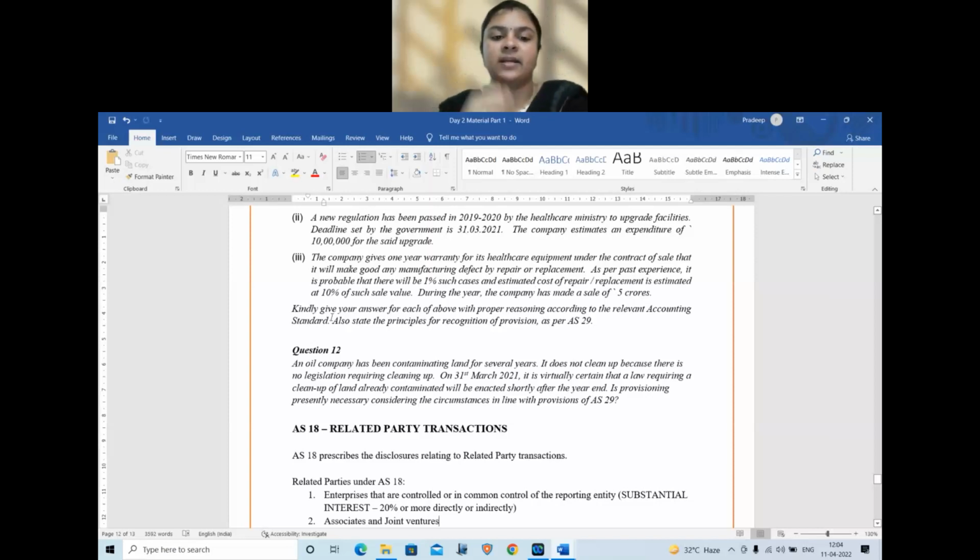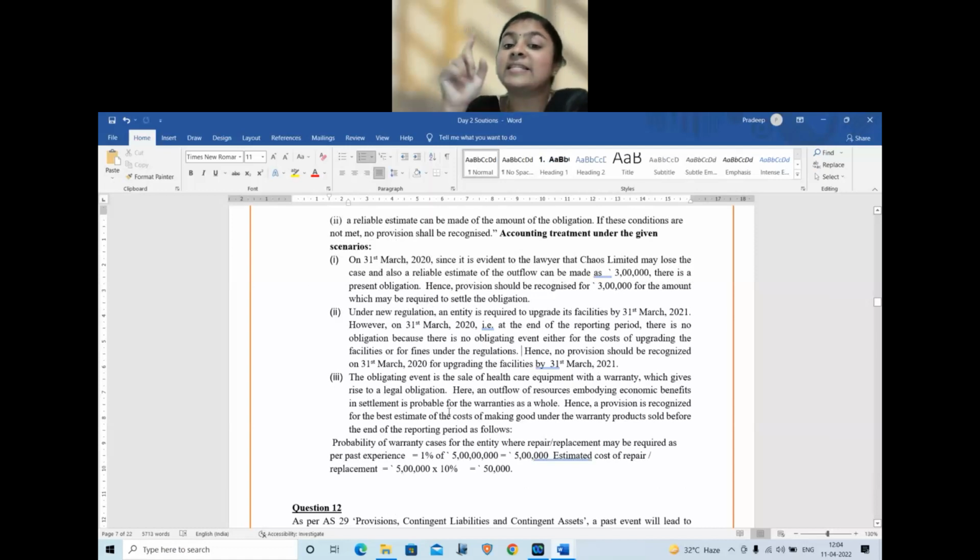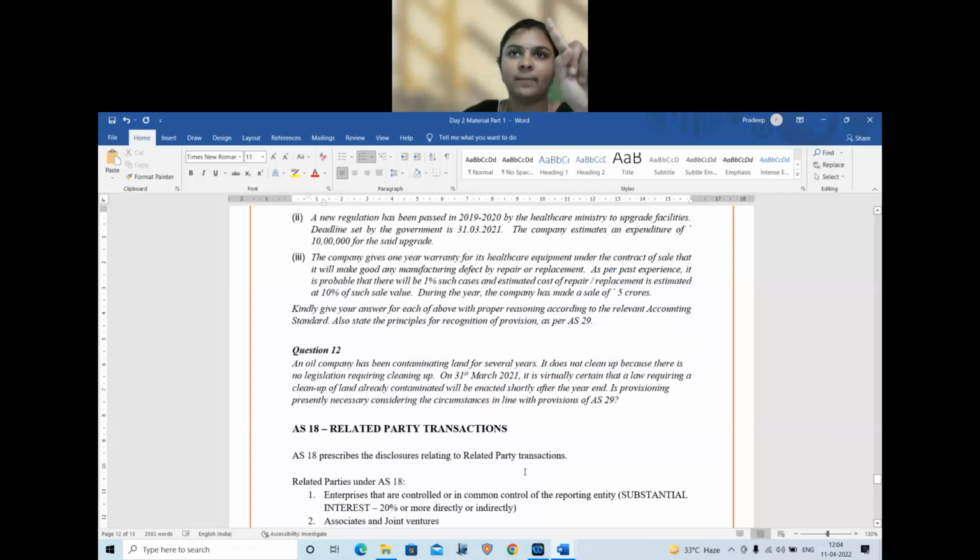I'm reading the answer again. The obligating event is the sale of the healthcare equipment with warranty, which gives rise to a legal obligation. Therefore, there is an outflow which is probable. Hence, provision has to be recognized at the best estimate of costs. Value of provision: 5 crore into 1% is the cost of sales, of which 10% is the cost of repair. Therefore, 50,000. So in AS 29, the crux is about present obligation or probable obligation. If you are finding out the answer to that, then automatically your answer will get finalized.